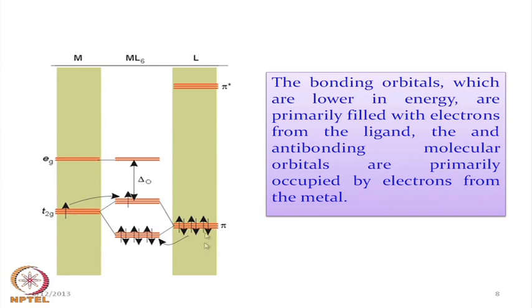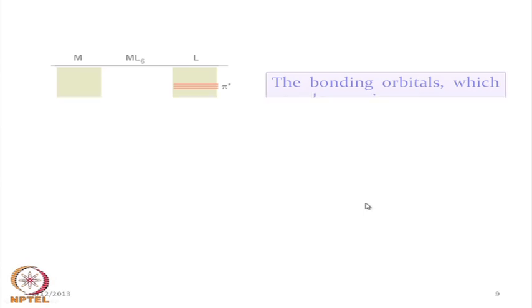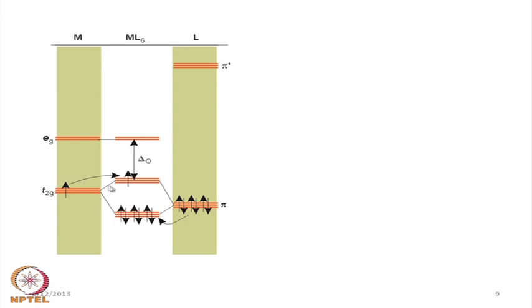So, they are basically pi type filled, and the antibonding molecular orbitals are primarily occupied by electrons from the metal. So, this is the corresponding antibonding orbital after pi interactions. These antibonding orbitals are of metal type and these bonding orbitals are of ligand type. Therefore, this antibonding metal type T2g* orbital is available for transfer of electron density from this level to that level, that means T2g* to eg* level. So, these orbitals are therefore being utilized for this type of interaction.